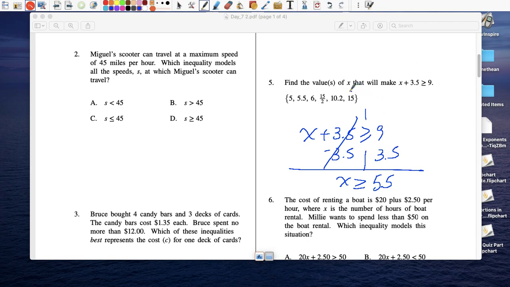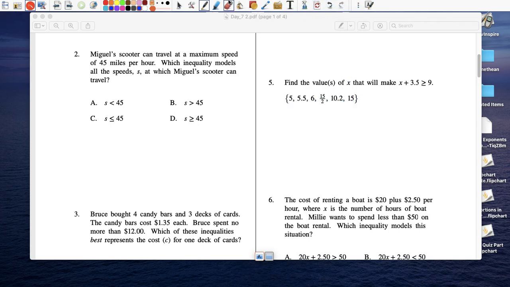Well, 15 is okay. 10.2 is okay. 15 divided by 2 is 7.5, so that's okay too. 6 is okay. 5.5 is okay, but 5 is not okay. So any number greater than or equal to 5.5 will make that inequality true. So we have everything but 5.